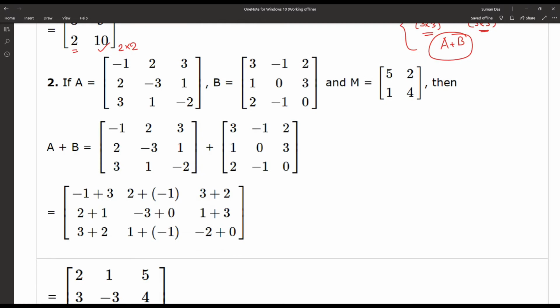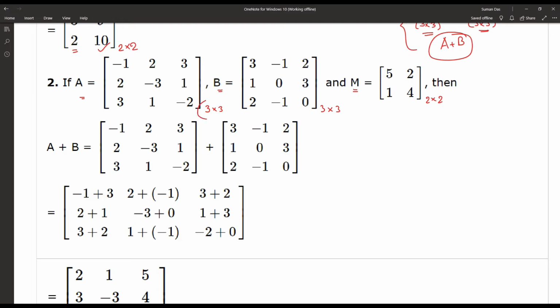The first matrix is A, which has the order 3 cross 3. The second matrix is B, which has the order 3 cross 3. And the third matrix has the name M, and has the order 2 cross 2. So at first we are proceeding with the addition of A and B.